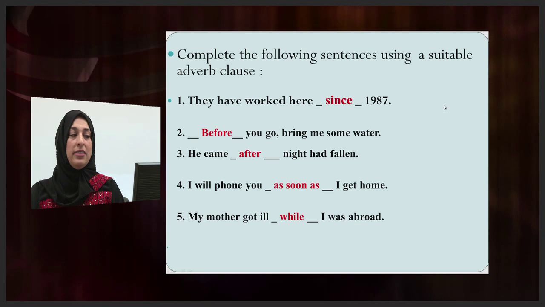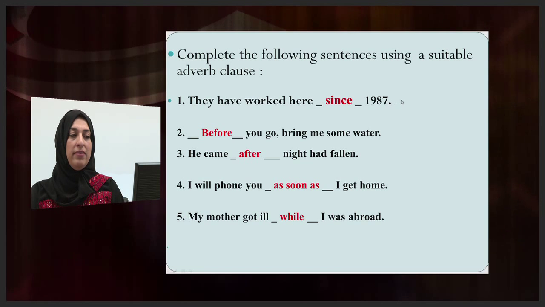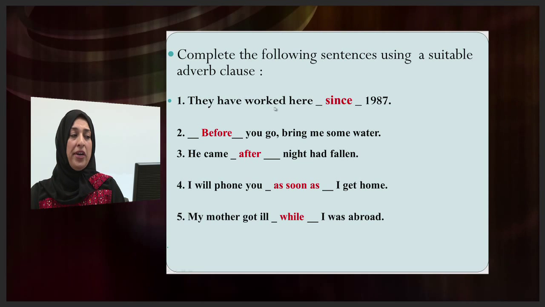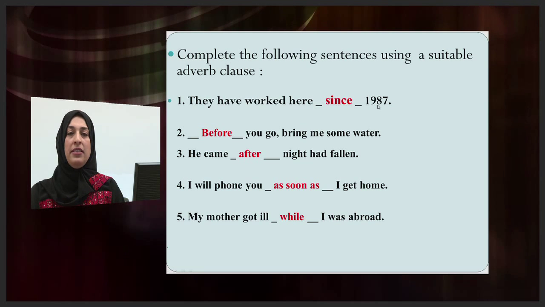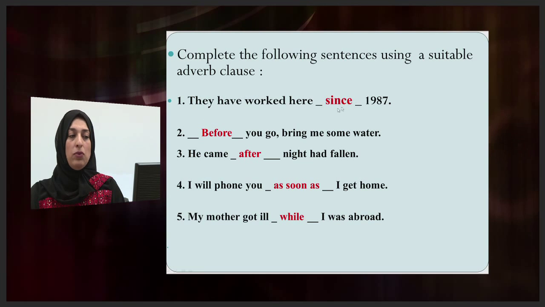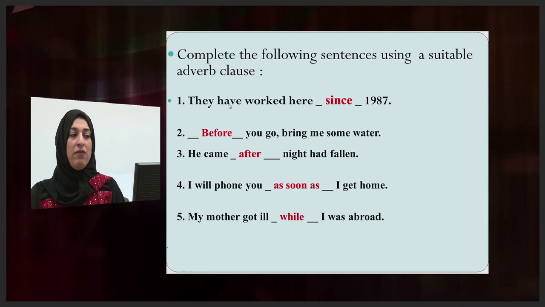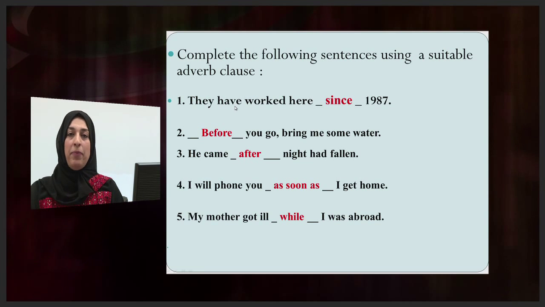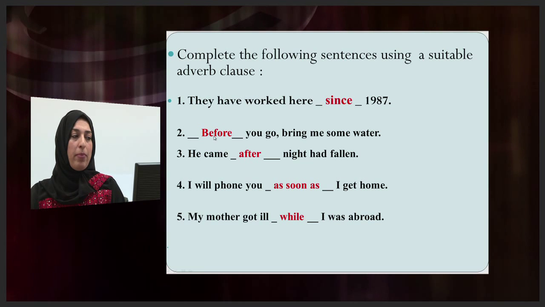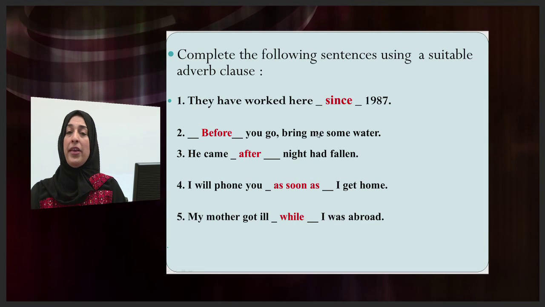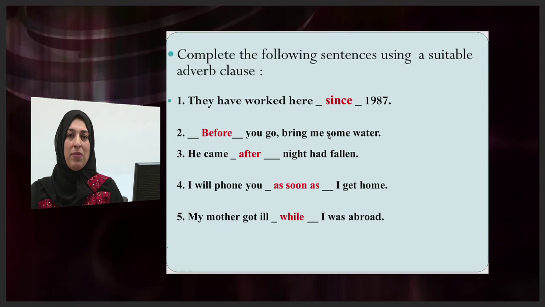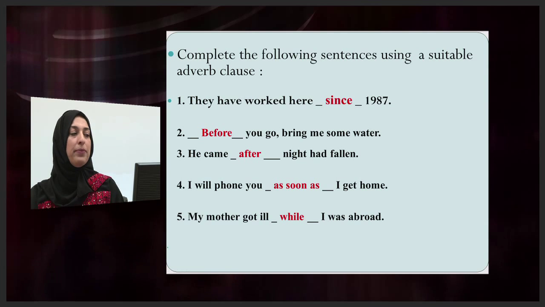Of course, the sentences are completed like this. Number 1: they have worked here since 1987. Of course, we used since here because we have the present perfect, which is have worked. Number 2: before you go, bring me some water. Then I'm asking someone to bring me something before he goes.